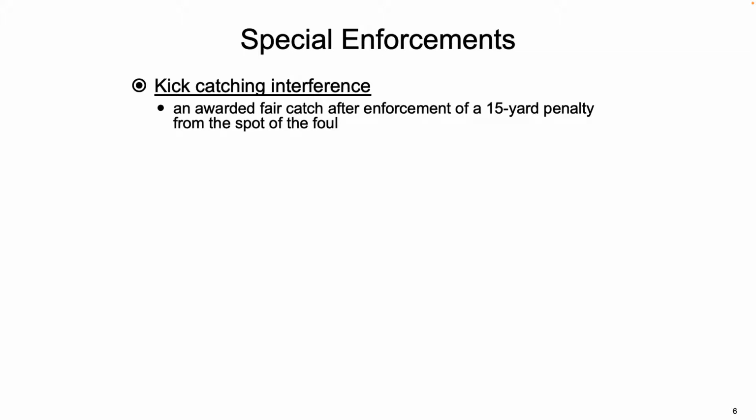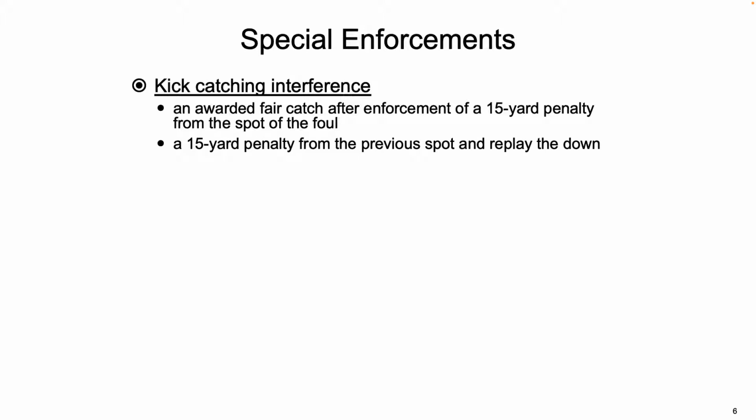Another special enforcement is kick catching interference. If we've got a kick catching interference penalty, the receiving team has these choices. One, they can get an awarded fair catch after a 15-yard penalty from the spot of the foul. And this is by far the best foul that pretty much exists. You get 15 yards, you get the awarded fair catch concept, and essentially this is a big penalty.